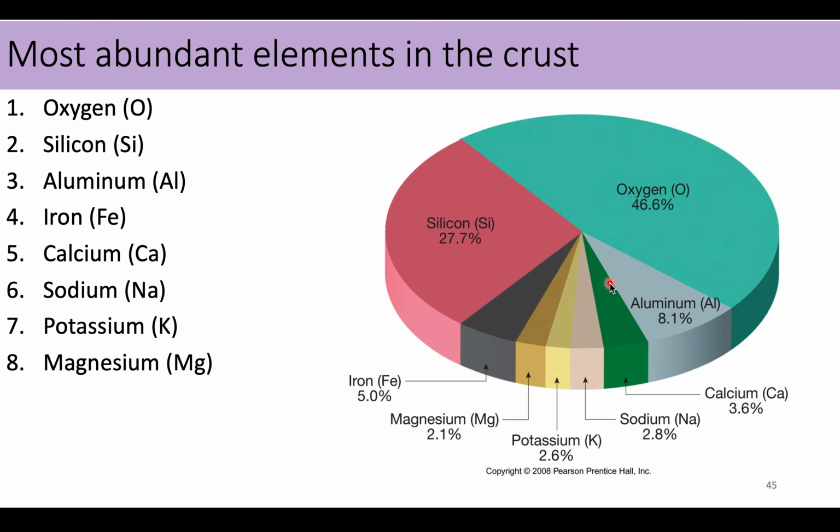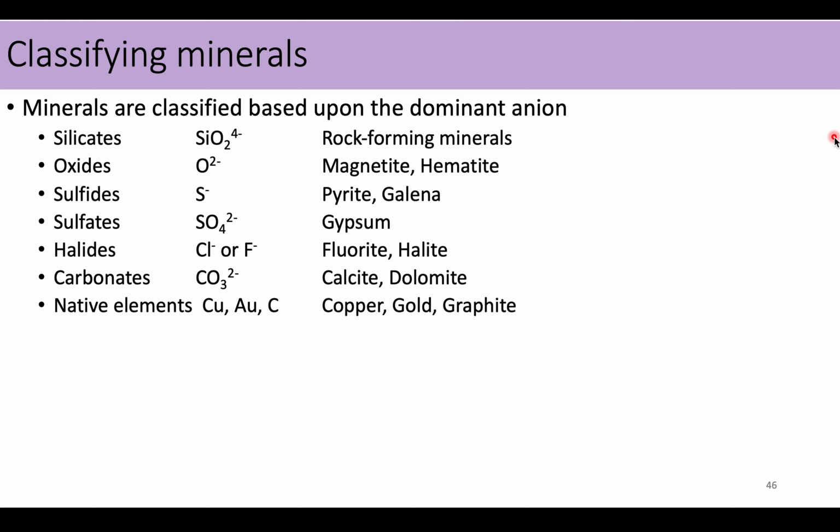So the most abundant elements in our crust on Earth, so just the crust, are oxygen, silicon, and aluminum. Those are the three largest percentage of elements in our crust. The two largest by far are oxygen and silicon. So there's plenty of oxygen and silicon in Earth's crust.